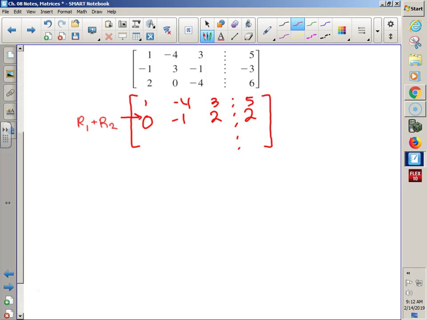Guys, question. Do I need a 0 anywhere else besides here to get towards REF? Where else do I need a 0? I need a 0 here. So he's not allowed to have an x, and he's not allowed to have an x? Okay, so be creative. How could I get rid of the 2? Multiply row 2 by 2?